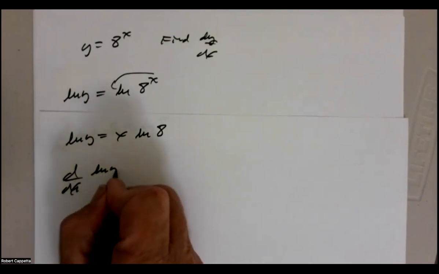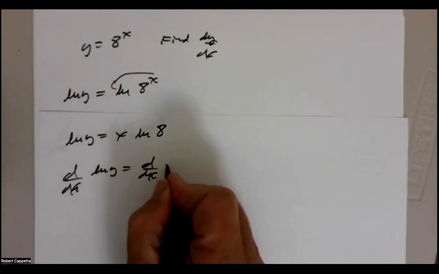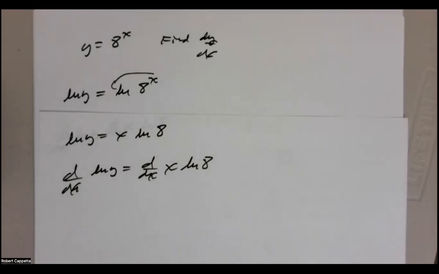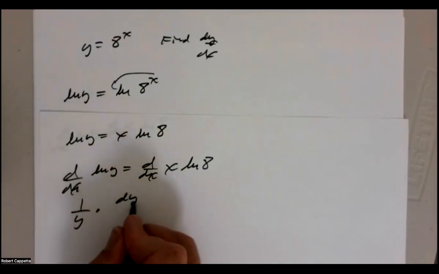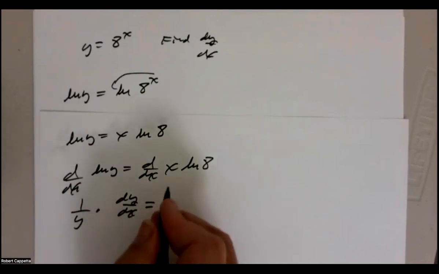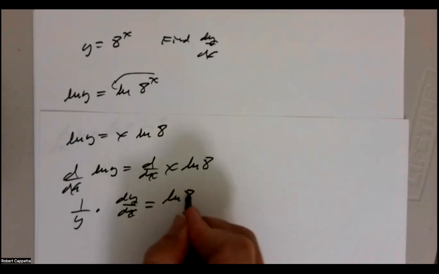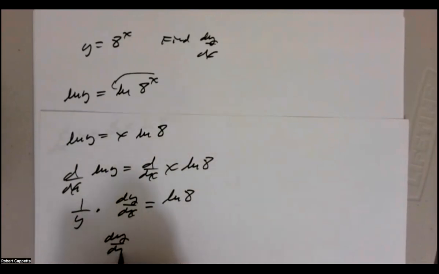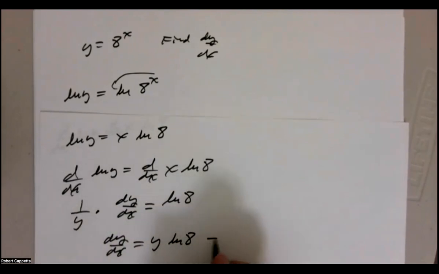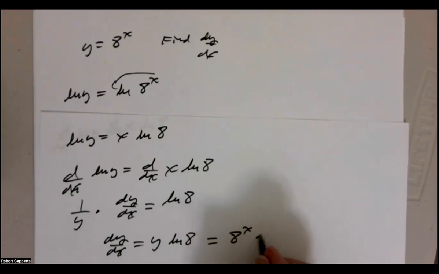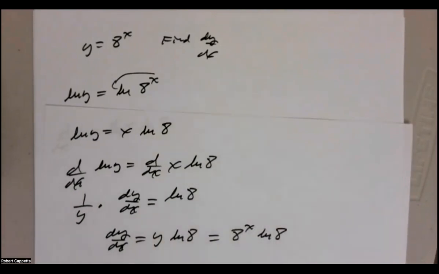Derivative with respect to x of log y is derivative with respect to x of x times log 8. Now, what is the derivative of log y? 1 over y times the derivative with respect to x of y, 1 over y dy dx. The derivative of x times log 8 is log 8. Multiply both sides by y. dy dx is y times log 8, which is 8 to the x power times log 8. And then the next one is done the same way.